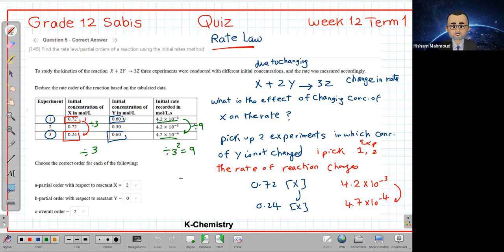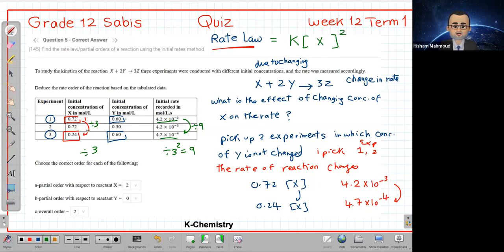That's why I will say x is to the power of 2, so it's of the second order. So you will write this equation. This is k, concentration of x to the power of 2.